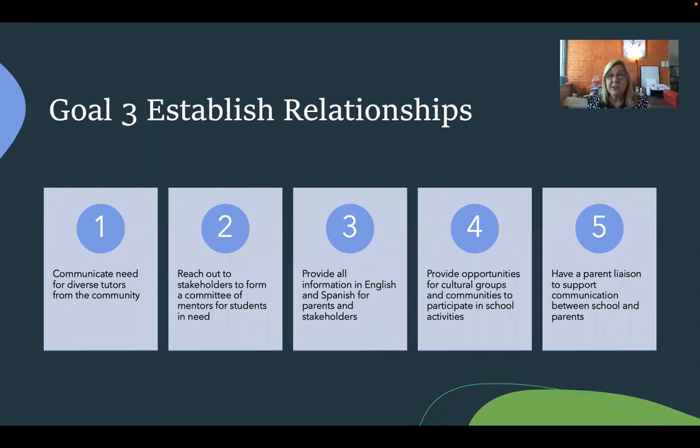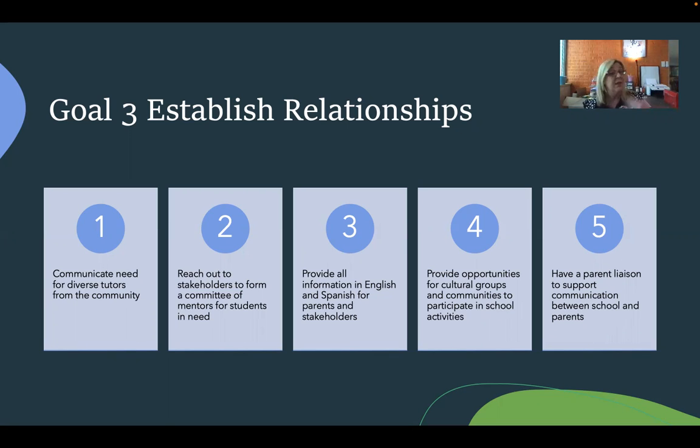My goal 3 is to establish relationships. And like I said earlier, to me, relationships are the lifeblood of education. And so we need to establish relationships within our community. We need diverse tutors to come in and be with all of our students. We need to reach out to stakeholders to create mentors, a diverse group of mentors for our students. We need to provide all information in English and Spanish.